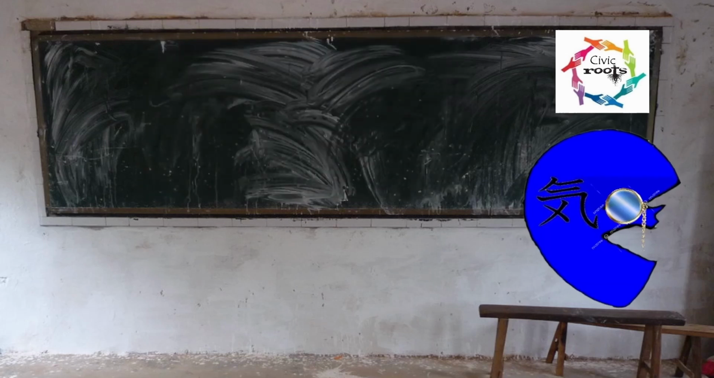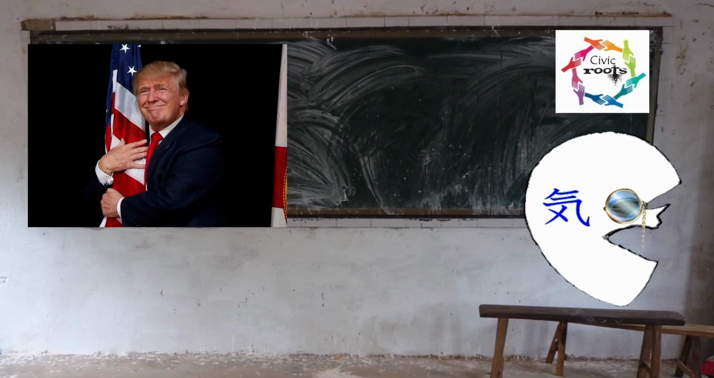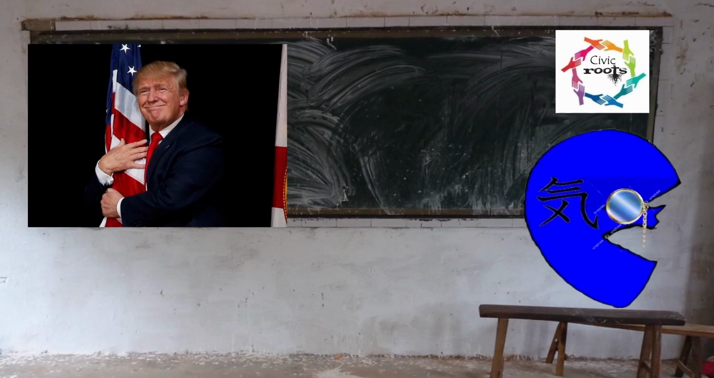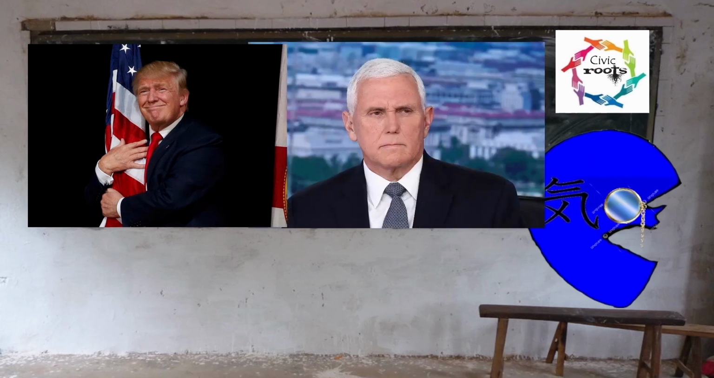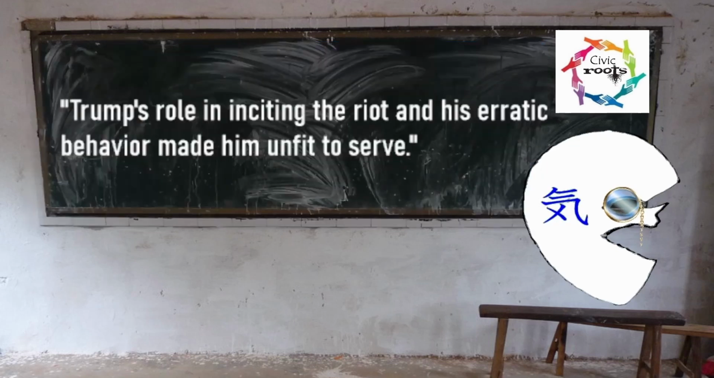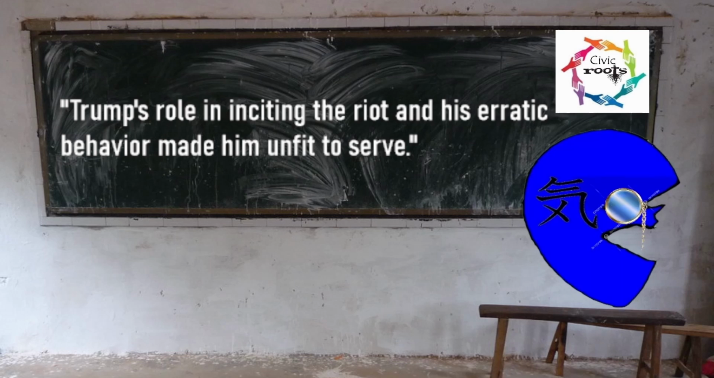A more recent consideration of invoking Section 4 of the 25th Amendment was back in 2021. President Donald Trump at the time, after the January 6th attack on the U.S. Capitol, several lawmakers and officials called for Vice President Mike Pence and the cabinet to invoke Section 4 of the 25th Amendment. They argued that Trump's role in inciting the riot and his erratic behavior made him unfit to serve.